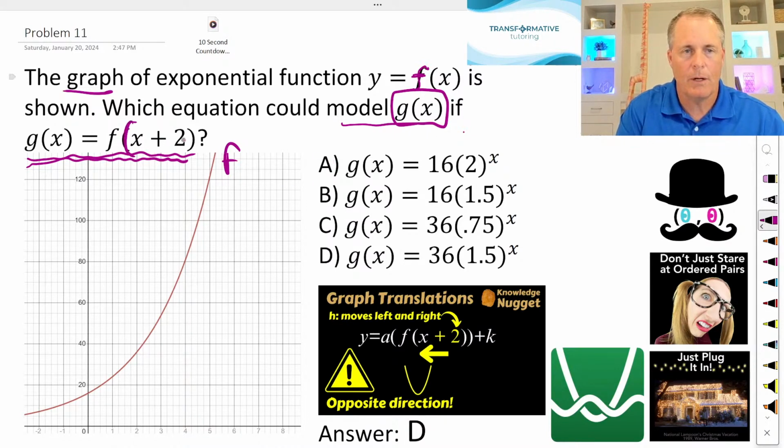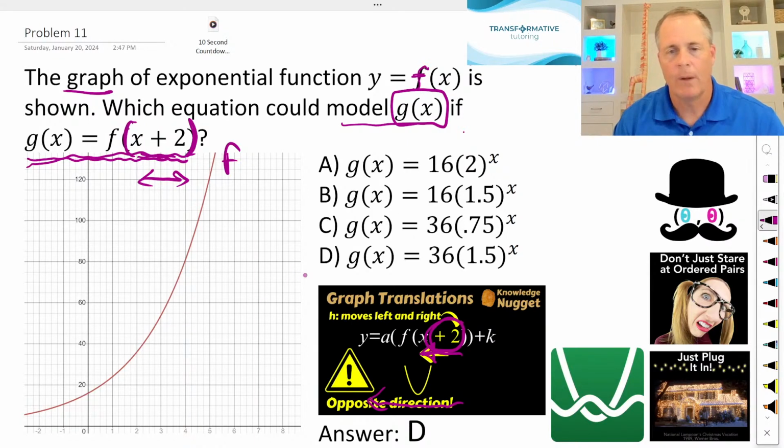Now, it's very important on these transformation problems. Please study them. They are all over the test these days. There's only 44 questions now, so if there's like 2 of these, that's pretty important. If it's on the inside, it's actually going to move the graph left and right. I like to say inside moves side to side. But the thing that tricks most people, and that's why I've got this caution symbol here, is it moves in the opposite direction. So if it says x plus 2, it's actually going to move to the left and towards the -2.